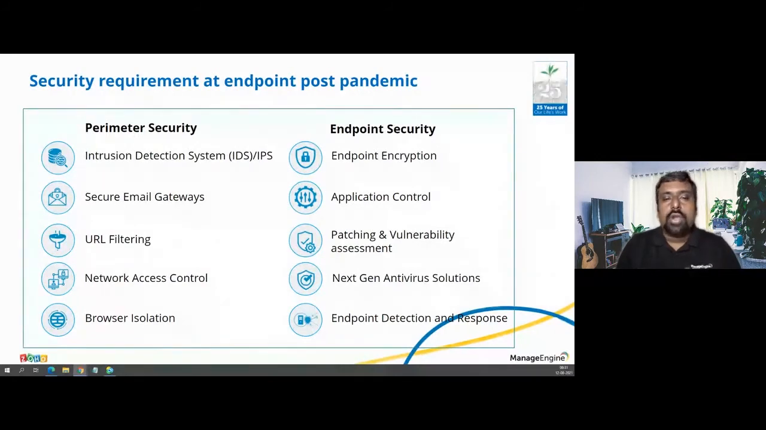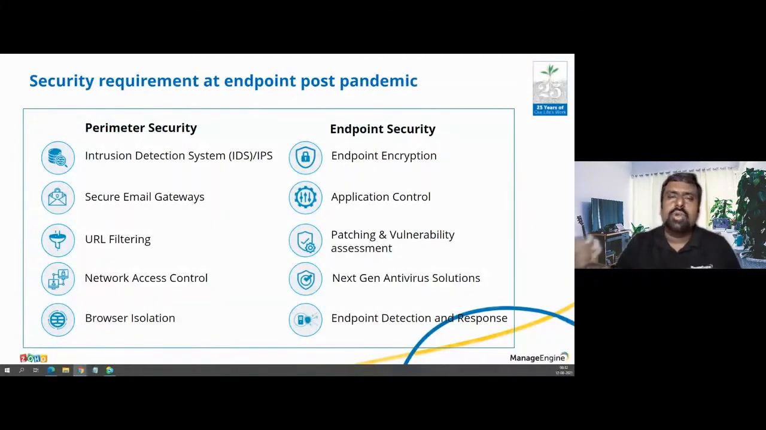What we have to focus on is really the side of endpoint security: encryption, proper application management and control over what you have installed and what's already on the system, and continuous vulnerability assessment and remediation. If you could have that system, next-level antivirus solutions, EDR, that's one of the important areas. You need a strong EDR, endpoint detection and response.